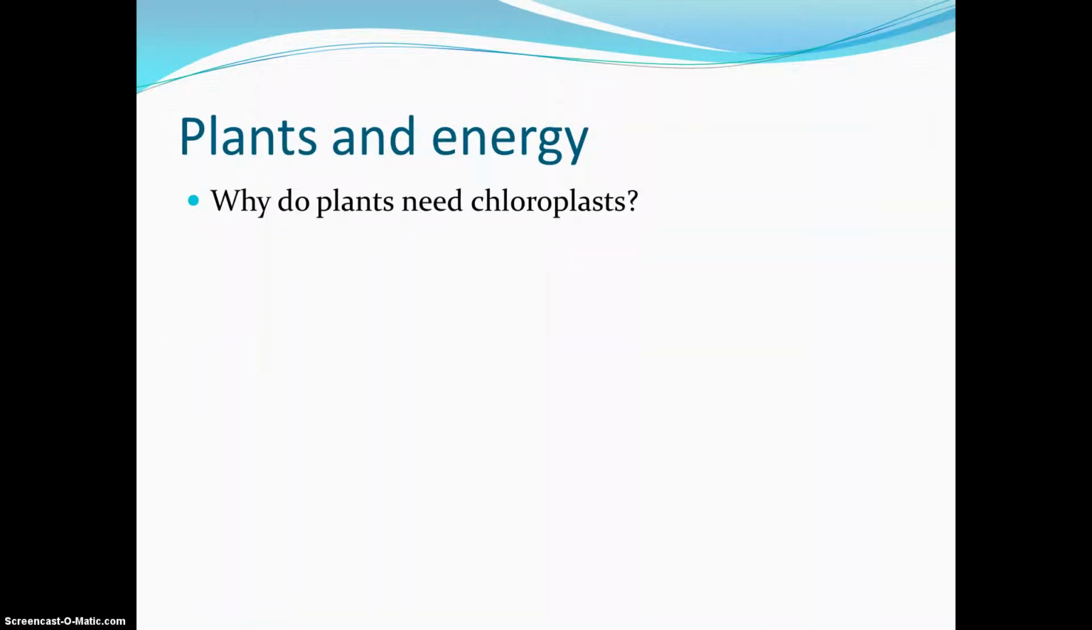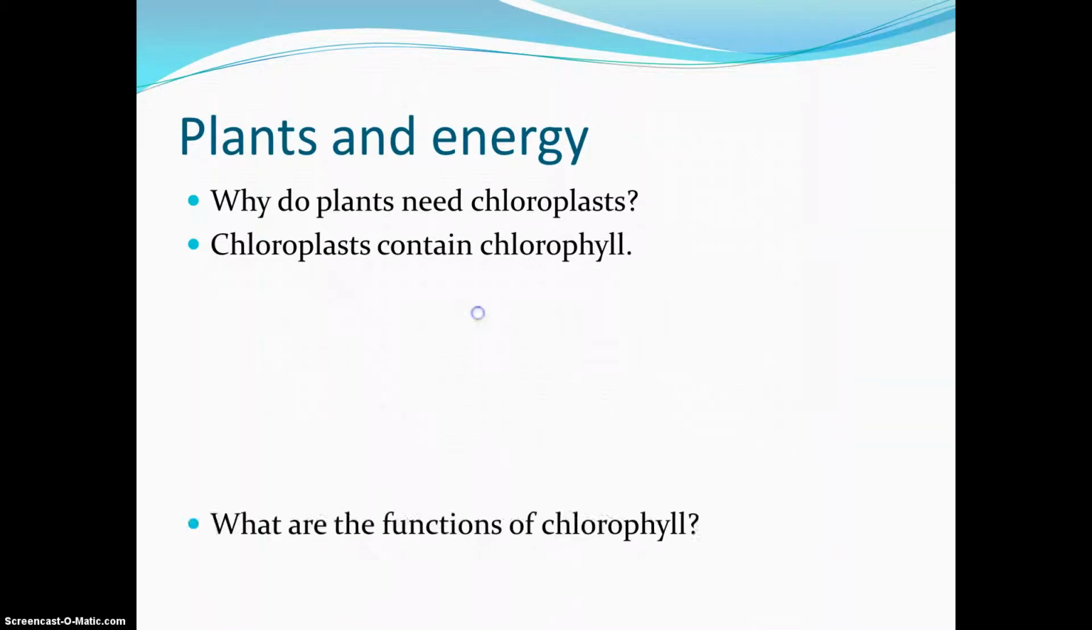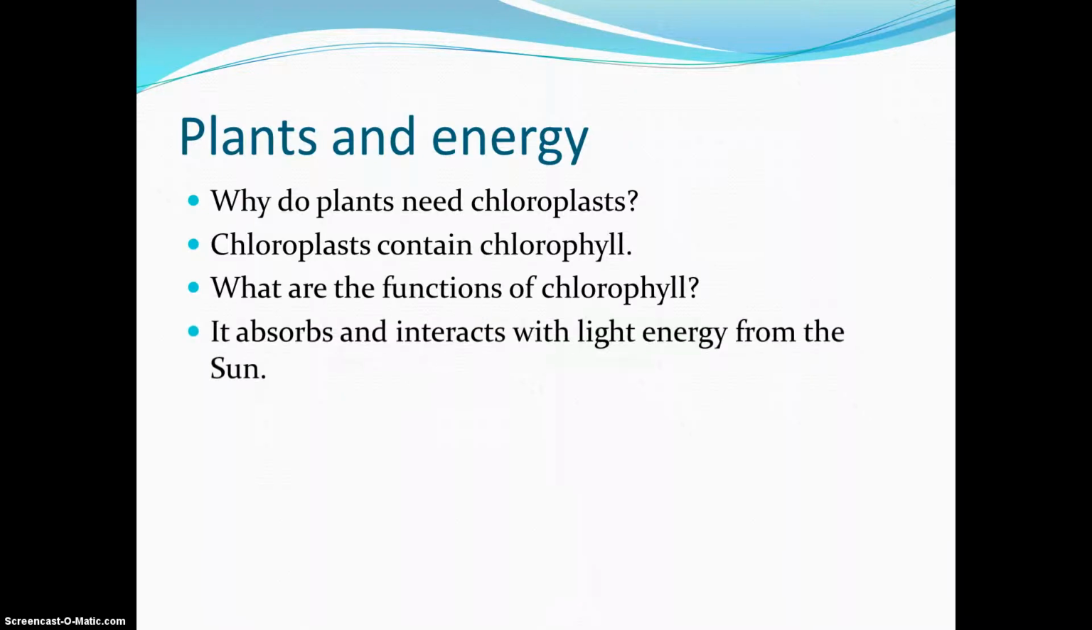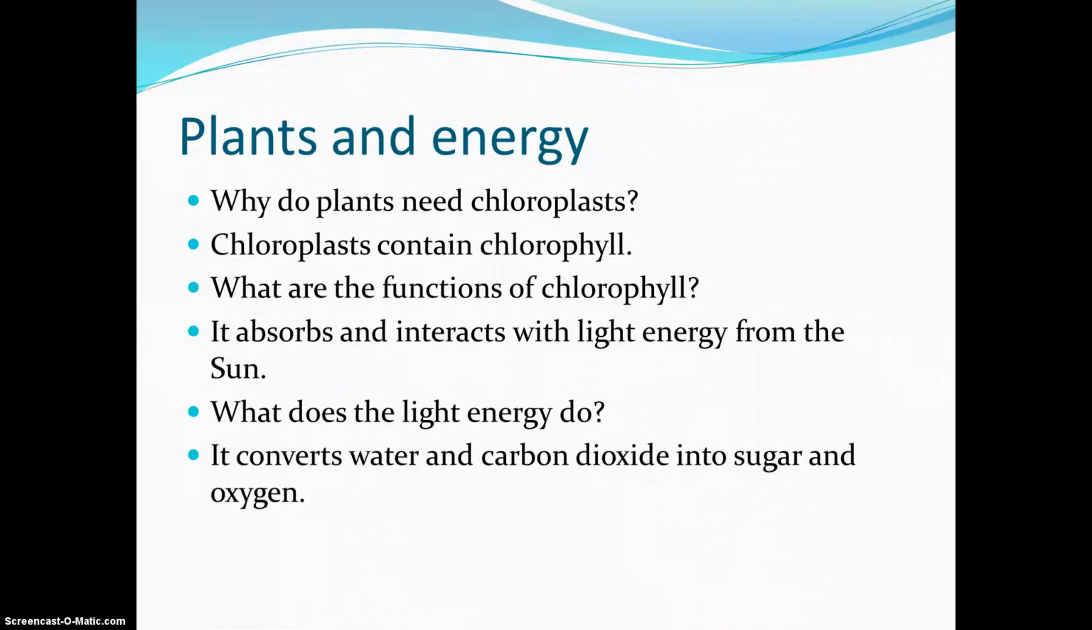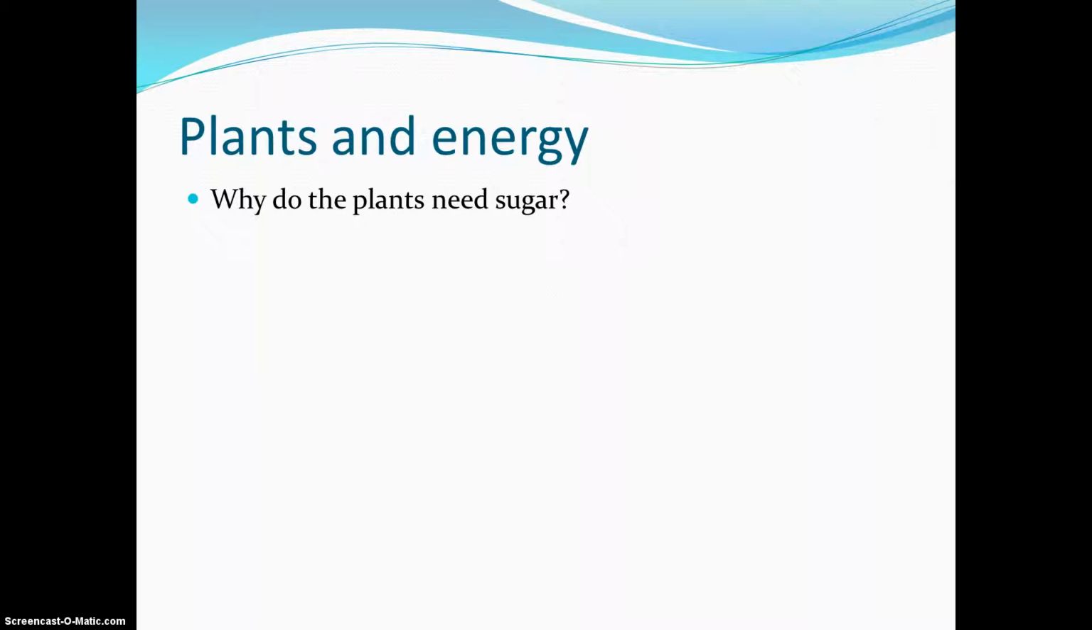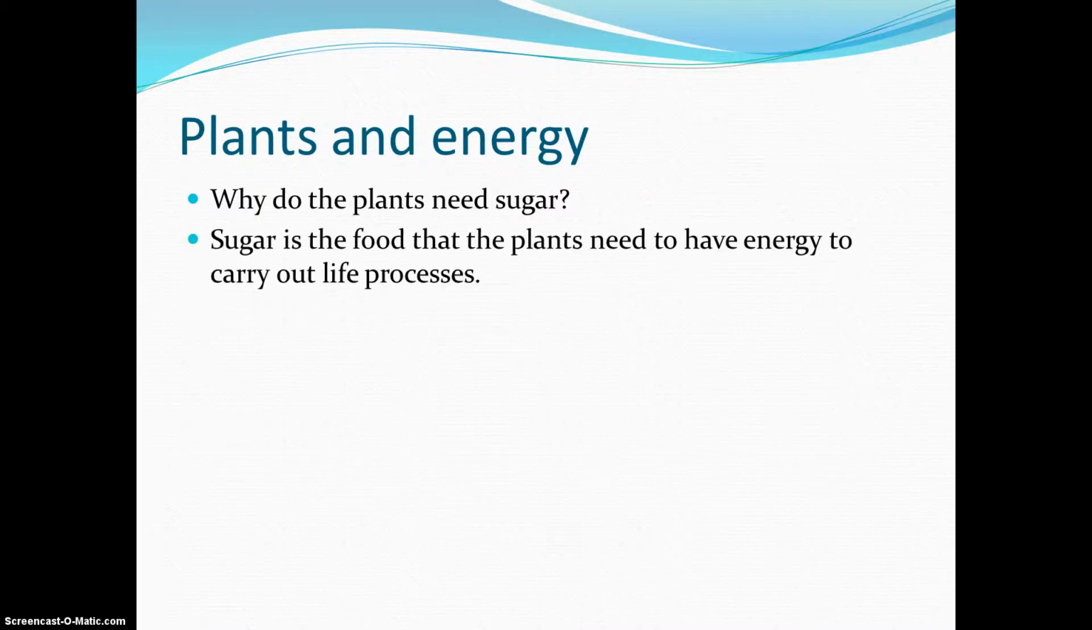Why do plants need chloroplasts? Chloroplasts contain chlorophyll. What are the functions of chlorophyll? It absorbs and interacts with light energy from the sun. What does the light energy do? It converts water and carbon dioxide into sugar and oxygen. Why do the plants need sugar? Sugar is the food that the plants need to have energy to carry out life processes.